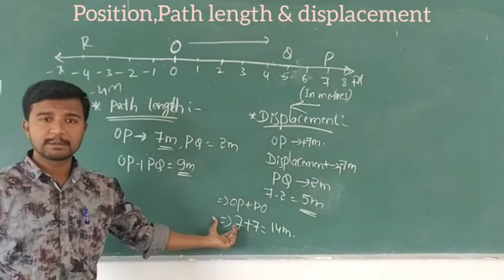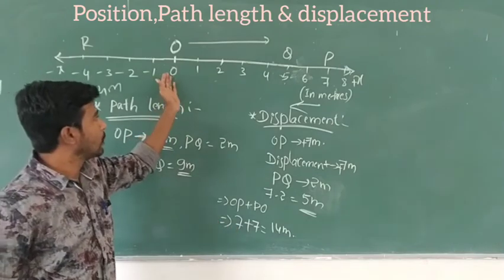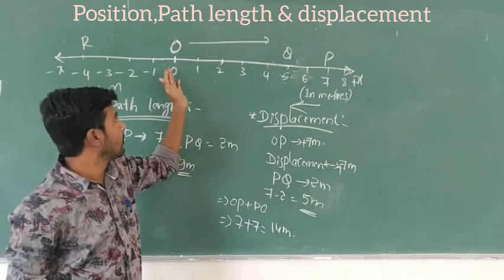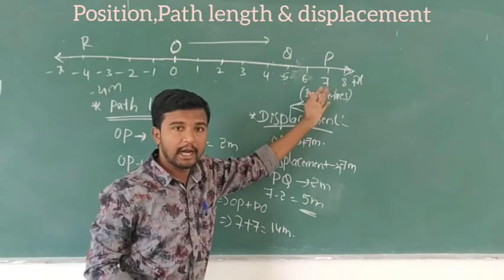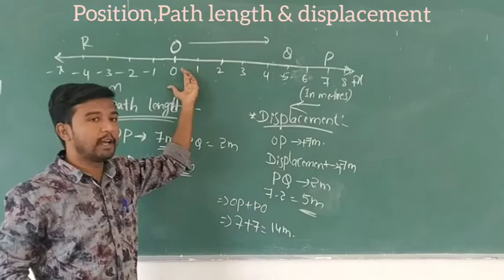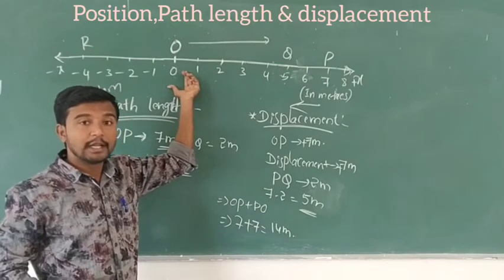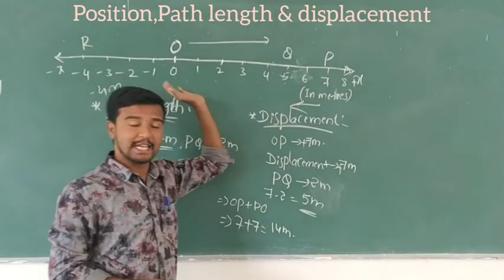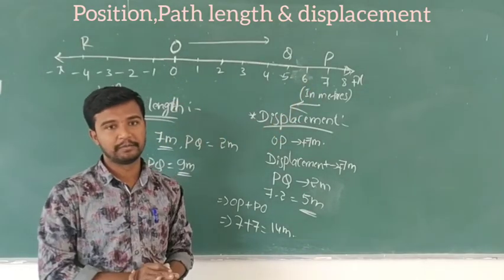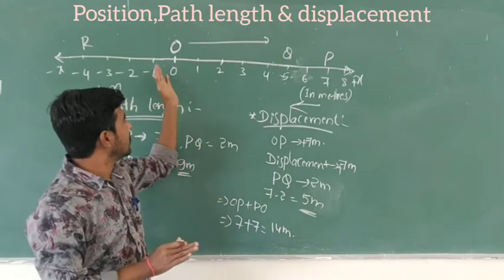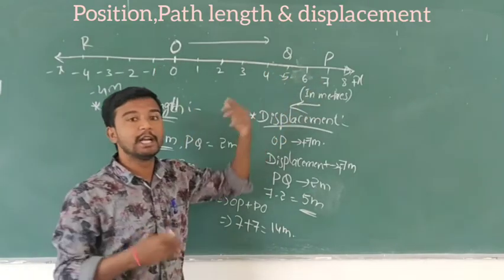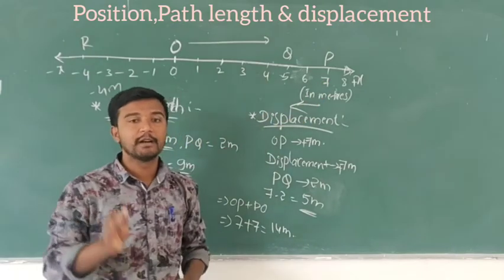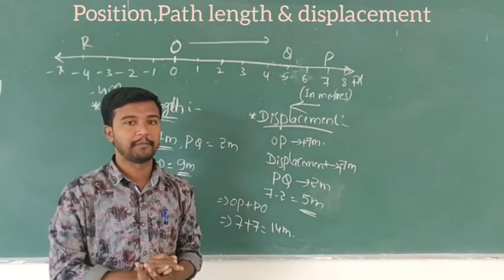But what is the displacement? O to P and again P to O. The object moves from the initial position to P and again comes back to the final position. The displacement is 0. 7 minus 7 is 0. Right? About O to P and P to Q, the displacement is 7 meter minus 2 meter, that is 5 meter.